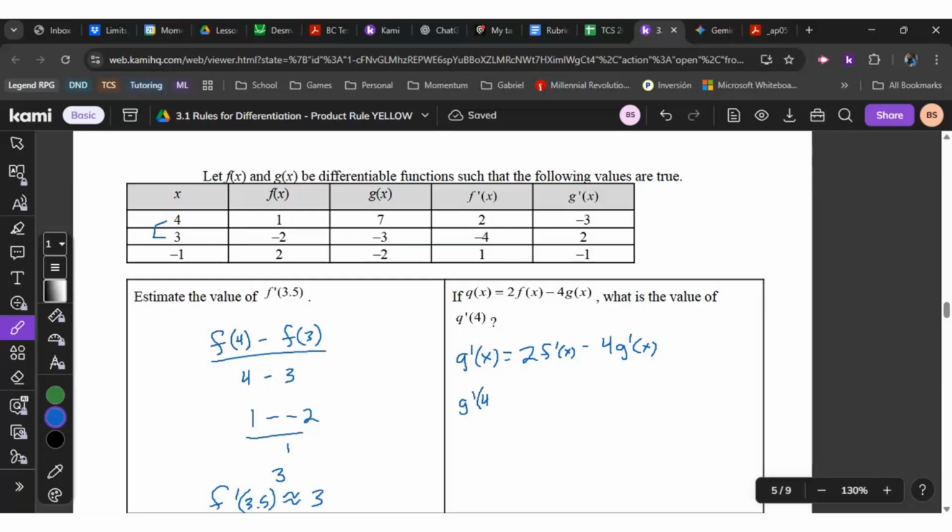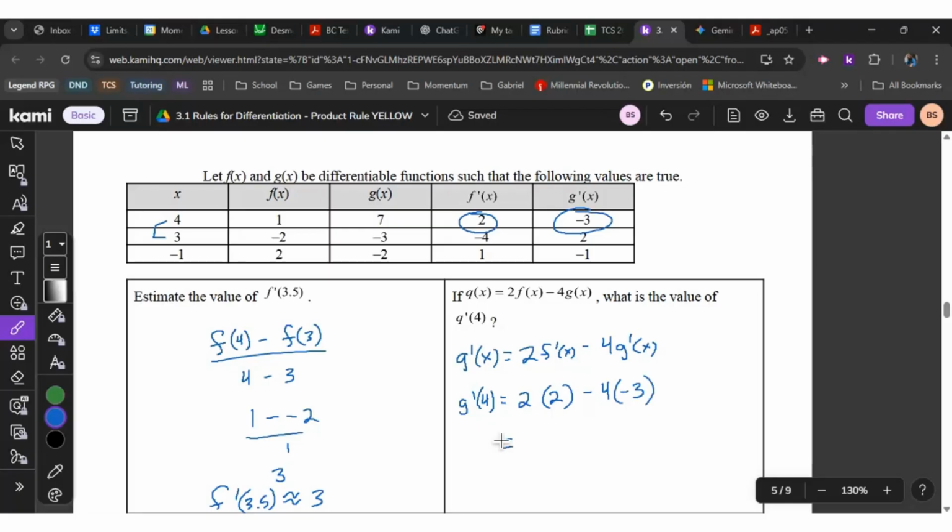Once I've done that, I can start to fill in what I know. So g prime of 4. What is f prime of 4? If you look in the chart. Good. All right, it's 2 right here. Minus 4 times what's g prime of 4? Same thing in the chart. There we go. Then we're just going to put all that together.